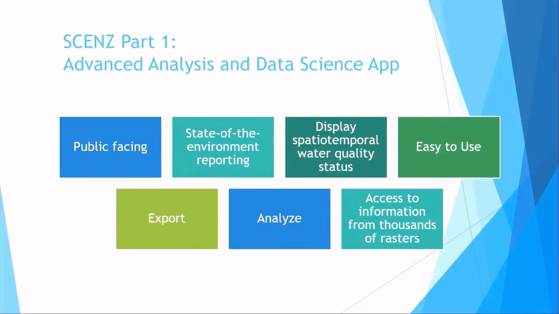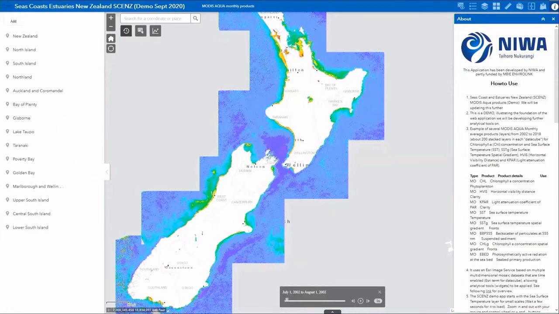Of course, the app had to be as easy to use as possible, which is a little harder when you know that it will be providing access to information from literally thousands of rasters. The app in its current state gives users simple yet sophisticated tools to work with our science data. I won't be talking about the way these rasters have been derived from Modis Aqua satellite data. That's probably a topic for a separate presentation.